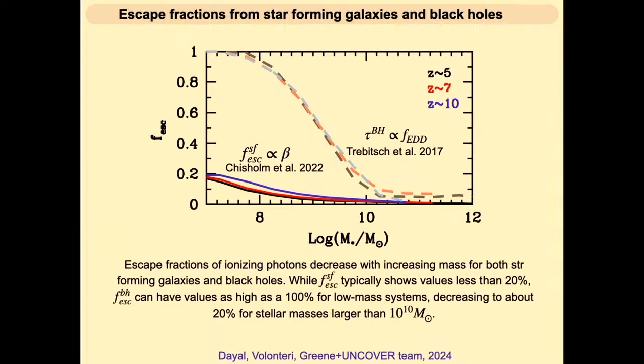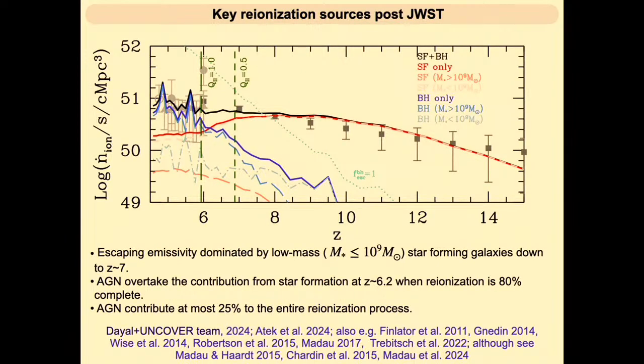So now what if I put this all together? If you put this all together, you will end up looking at the number density of ionizing photons which are escaping out of galaxies, as a function of redshift. The black line that you see is from star formation plus black holes. And now this is calibrated to all of the observables I have shown you so far for star-forming galaxies and for black holes.